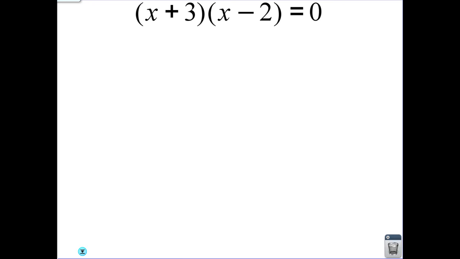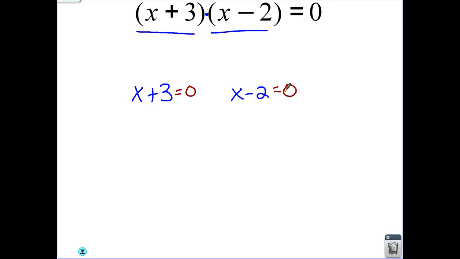Look at this problem here. X plus 3. There's no symbol between those, but that's times. X plus 3 times x minus 2 equals 0. If two things multiply to equal 0, one of them has to be 0. We're solving this equation to show you how to solve the other equations. So if these two things multiply to give you 0, one of them has to be 0. So how many different answers do we have here? 2.